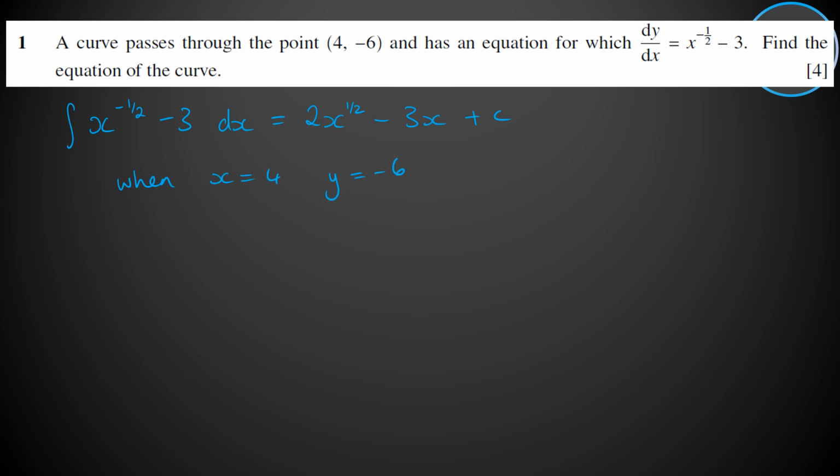And when x equals 4, y is minus 6. So minus 6 is equal to 4 to the half times 2 minus 3 times 4 plus c. So from there we can work out c, and then put it all into the final equation of the curve.